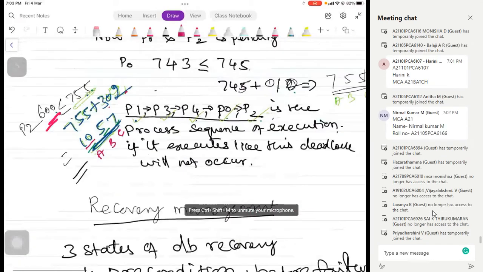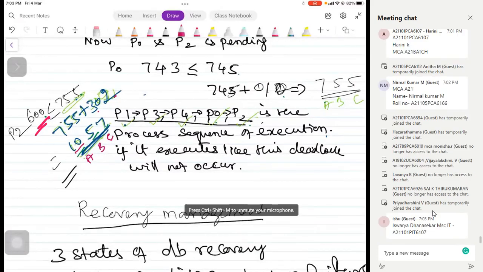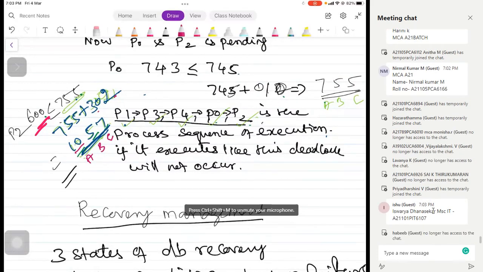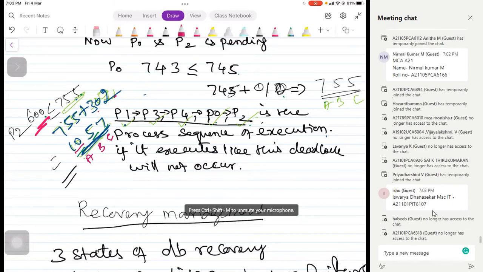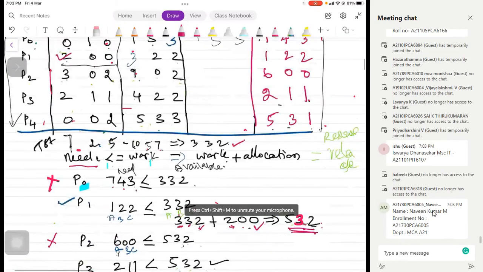Do you understand this algorithm? How should the processes be executed? P1 is finished, then P3, then P4, then P0, and then P2. This is the process sequence of execution. If it is executed like this, deadlock will not occur. Is it right?